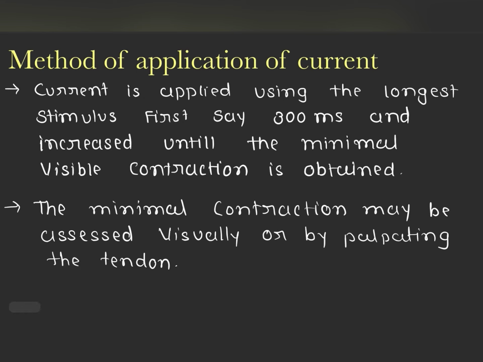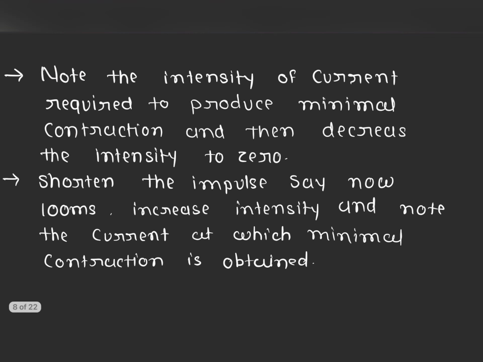Method of application of the current. Current is applied using the longest stimulus first, say 300 millisecond, and increased until the minimal visible contraction is obtained. The minimal contraction may be assessed visually or by palpating the tendon. Note the intensity of current required to produce minimal contraction and then decrease the intensity to zero.